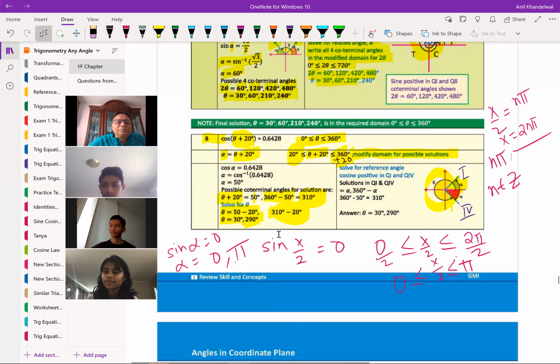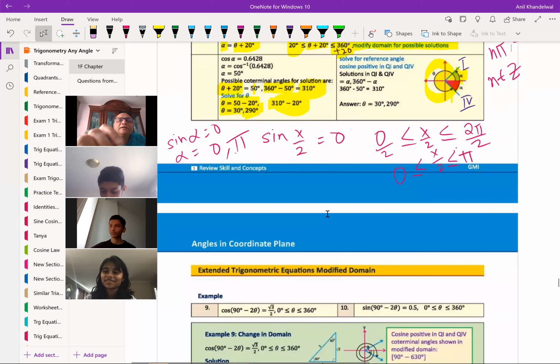I can't hear you. You are on mute. It is 2 sine x plus cos x equal to 0. Let me rewrite here. Yes, and the interval is 0 to 2 pi. That means 0 to 360 degrees. Well, it is only x.